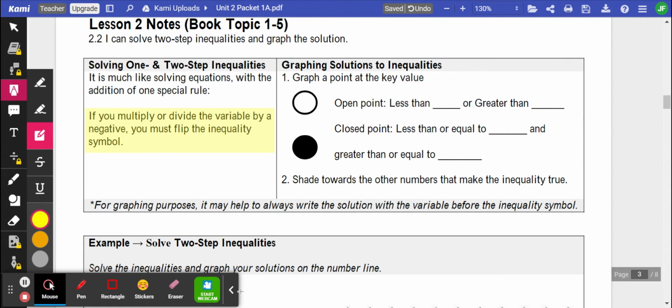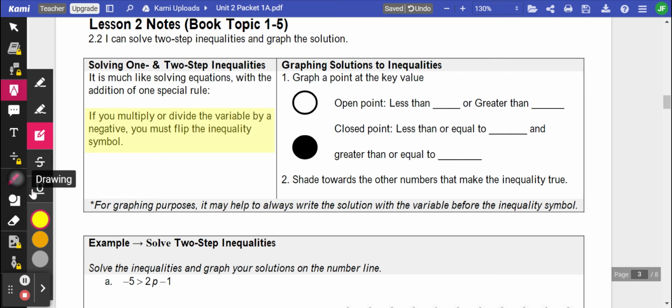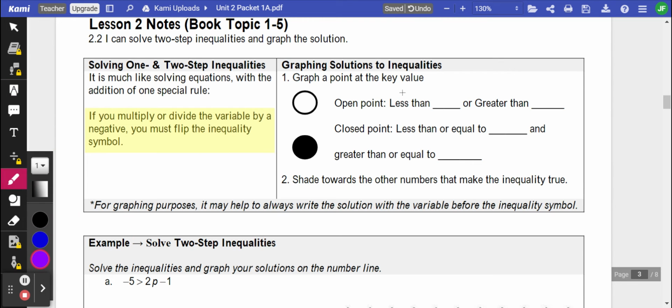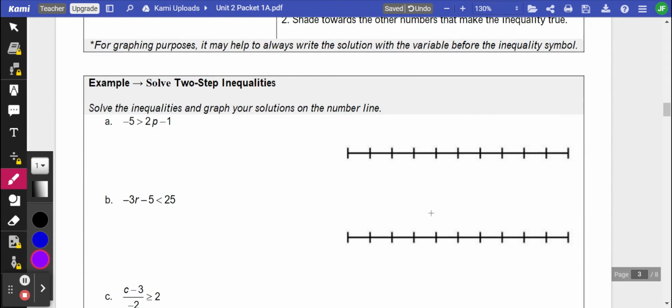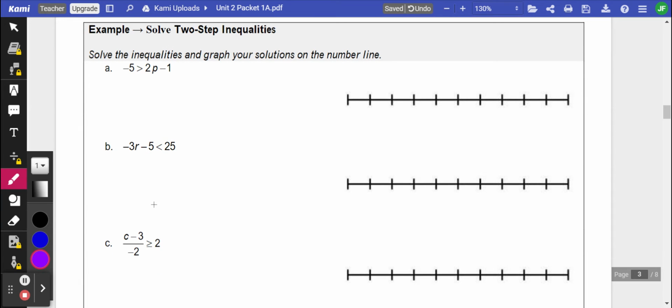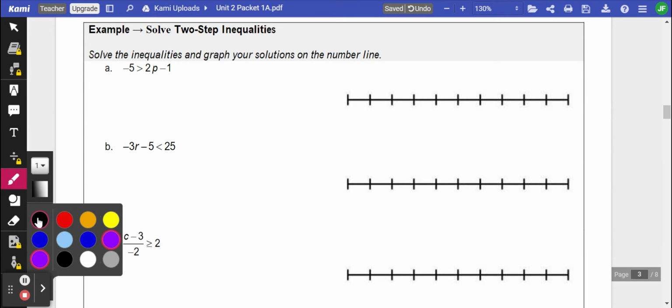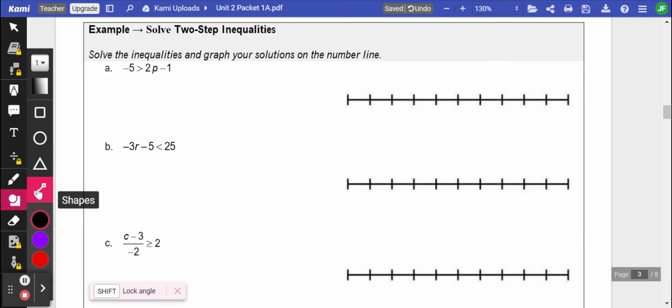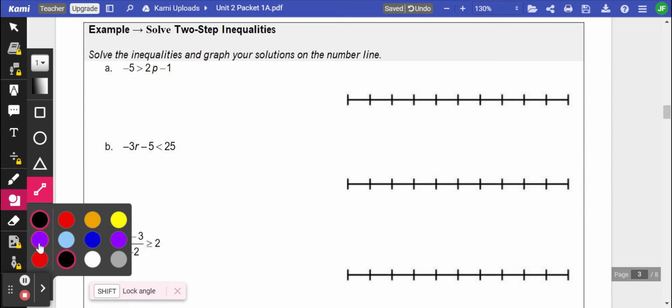And then also, just to refresh your memory, when we graph these on a number line, an open point is when you have a less than or greater than symbol, and a closed point is when you have a less than or equal to or greater than or equal to symbol. Okay, and we'll also try to make sure our solution is written so that the variable is on the left side. So two-step inequalities, I didn't leave a ton of room here, so I apologize for those of you who write a little bit bigger, but you can go off to the side if we need to.